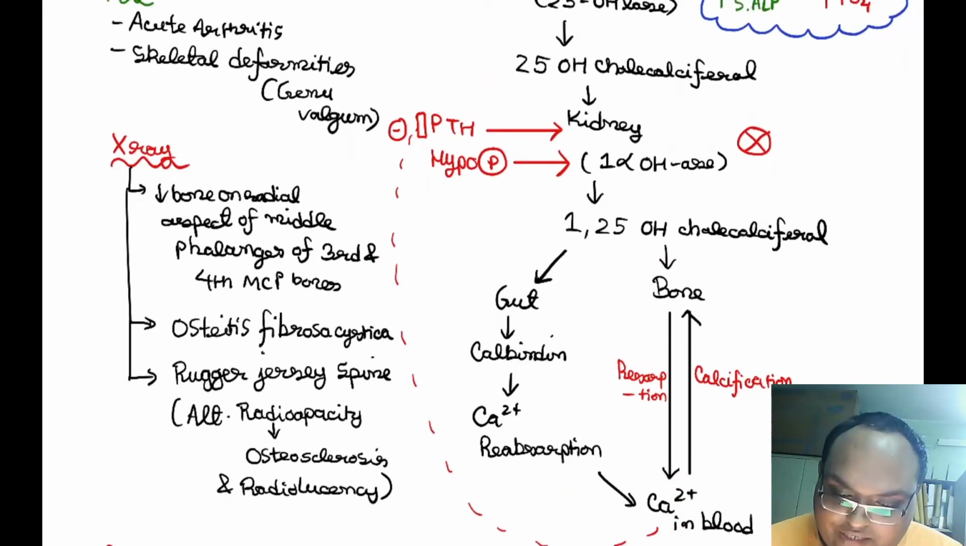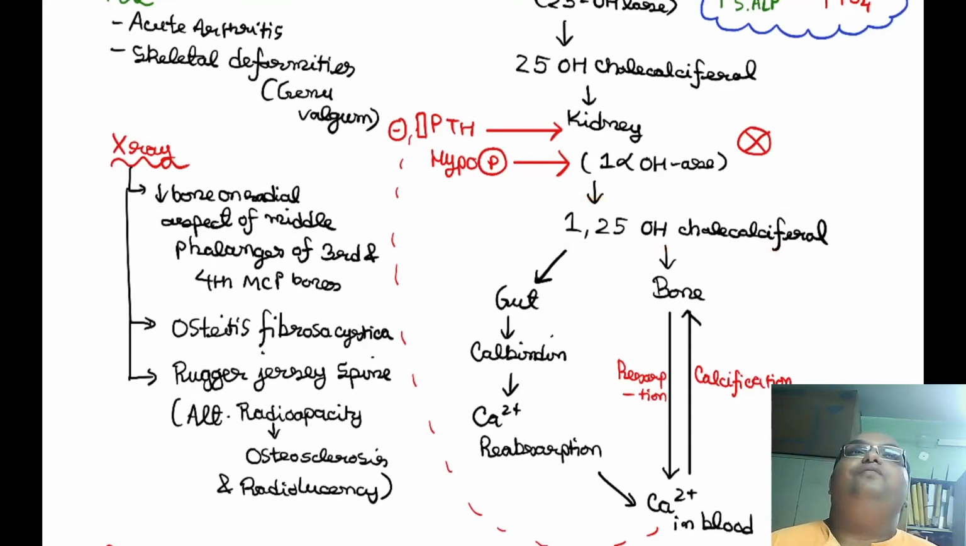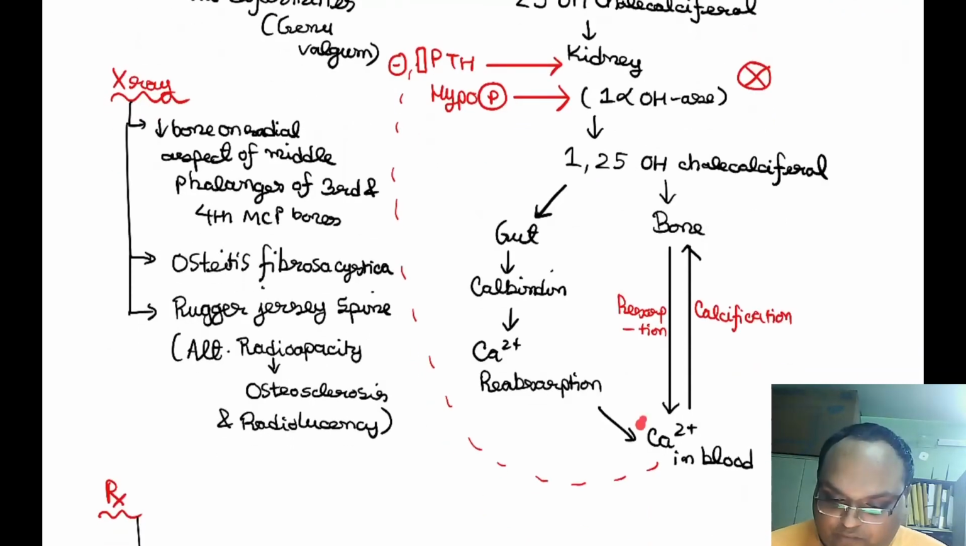If you have a chronic kidney disease, as it is, without any feedback inhibition, your kidney is gone. So 1 alpha hydroxylase is gone. If there is no 1 alpha hydroxylase, 1,25 dihydroxycholecalciferol, active vitamin D, will not be formed. So serum calcium level in the blood will fall.